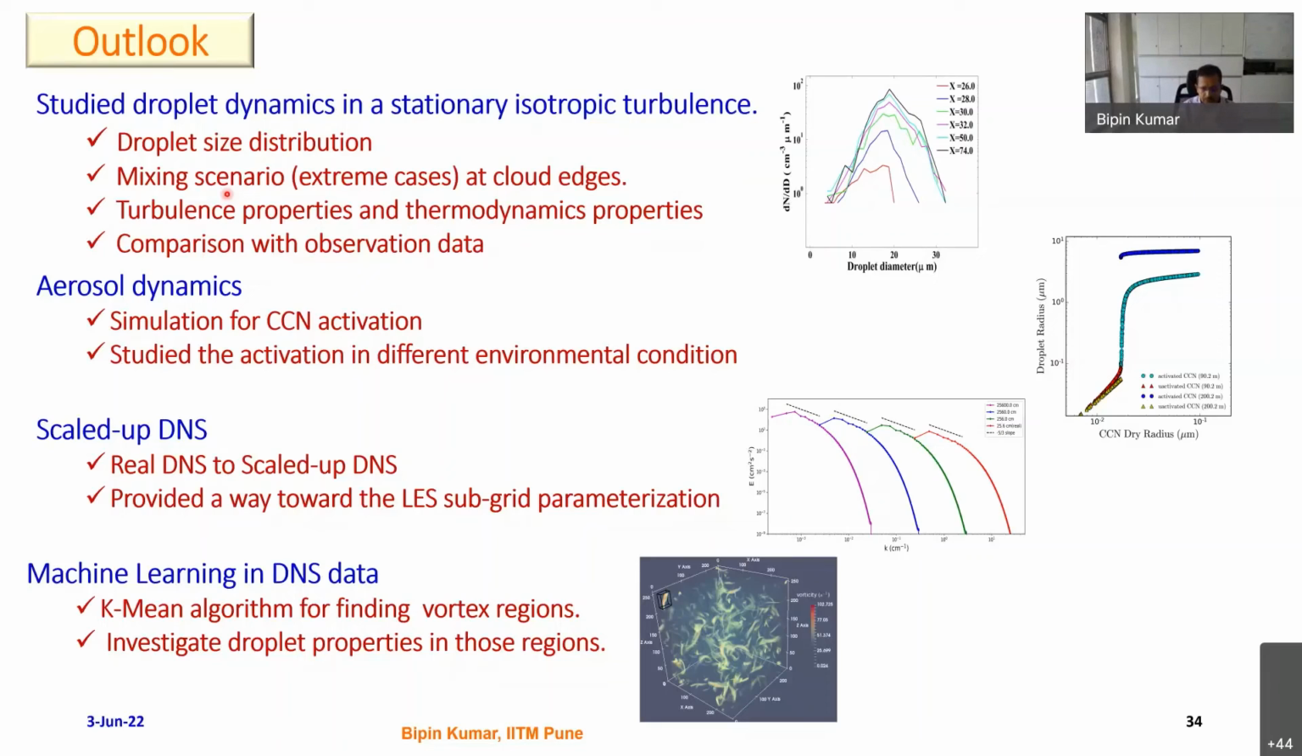So it is very difficult to do the similar experiment as a DNS or do the similar DNS as a lab experiment, because we have limitation in the boundary conditions. Our DNS is having a triply periodic boundary condition, but that is not happening in a cloud chamber. The droplet sticks into the wall. So that kind of boundary condition we are not able to mimic, but it is going on.